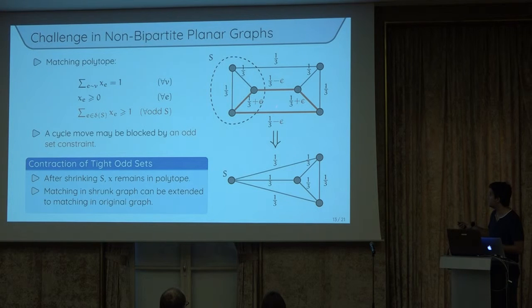So if there is a set S for which the total number of outgoing edges is exactly 1, then you can shrink this set S into a single vertex, and your solution remains inside the perfect matching polytope of the shrunk graph. This is because the degree constraint at the new shrunk vertex is satisfied. Okay? And so if you can find a perfect matching in this shrunk graph, there is a way to basically expand this into a perfect matching in the original graph. Okay?